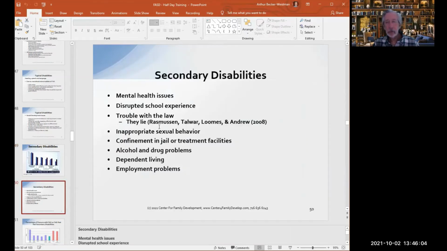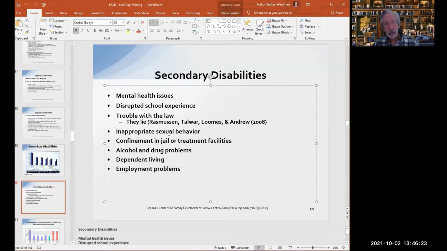And then secondary disabilities, if this is not assessed and treated at a relatively early age, the younger the better. Mental health issues, secondarily to the ARND, can develop, disrupted school experiences, trouble with the law, all these kinds of things can develop, right? Employment problems, drug alcohol problems, secondary disabilities that develop if the ARND is not addressed early, or if it's unaddressed.